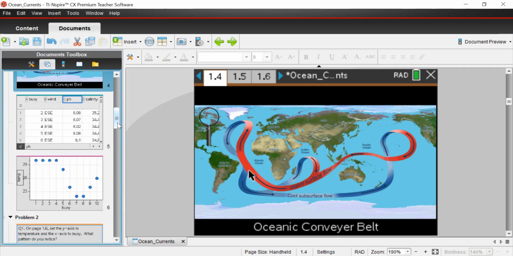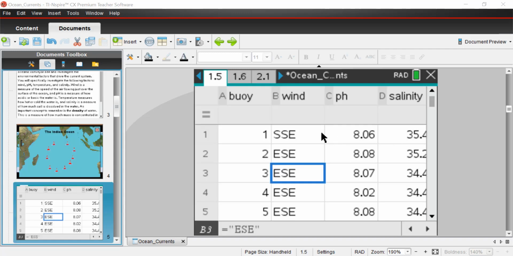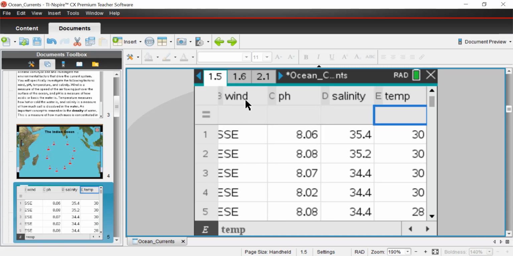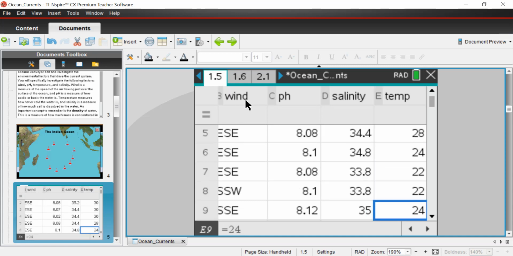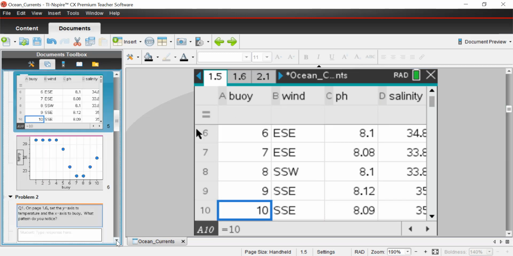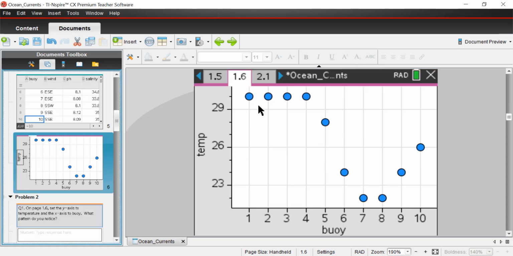So this is sort of a virtual lab in a way. We're collecting data, and we're going to try to make sense of that data. On page 1.5 here, this is where we're capturing all of that data from the simulation. And so we have buoy, wind, pH, salinity, and temp. All of the parameters are captured in the table. And then if you take a look, we have a graph. The graph's already generated based on the data.